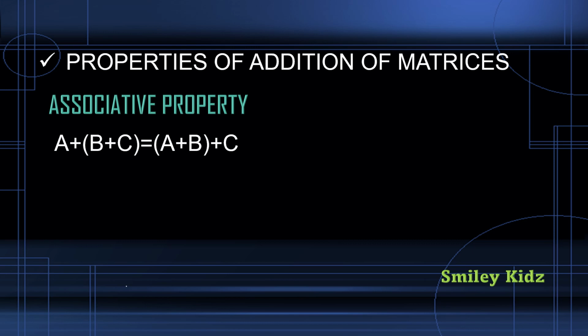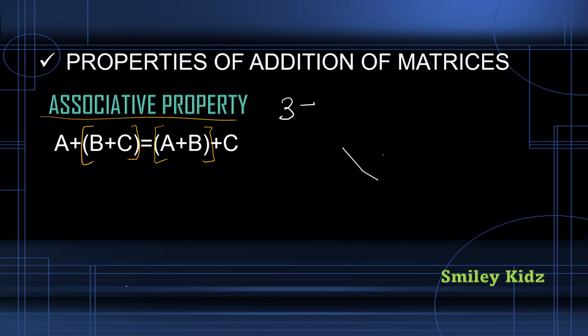Now let me dive into the associative property, which says A plus (B plus C) is equal to (A plus B) plus C. Now what does this mean? It seems quite confusing. Let us dive into the basics first. Let's implement it with natural numbers.